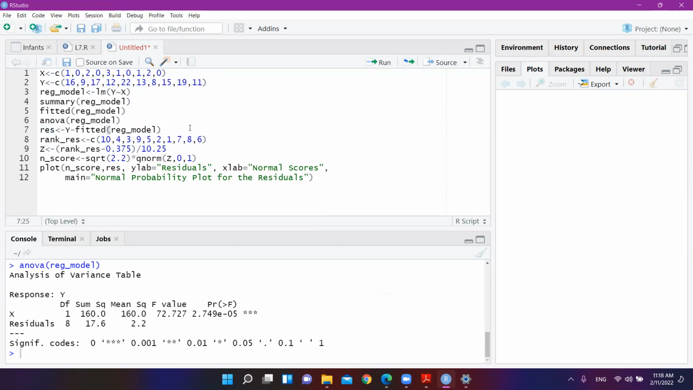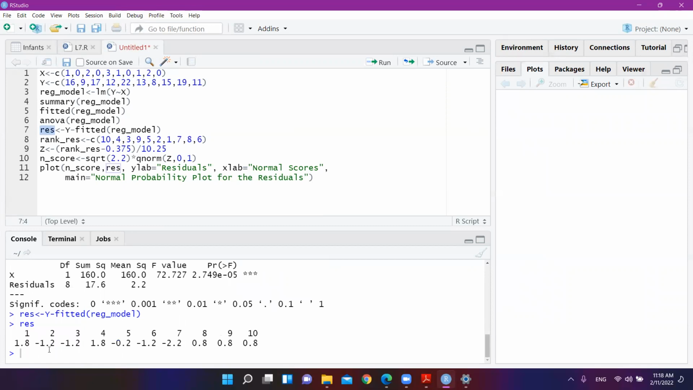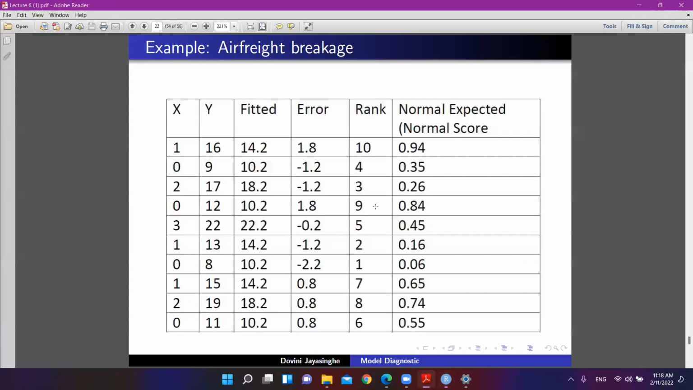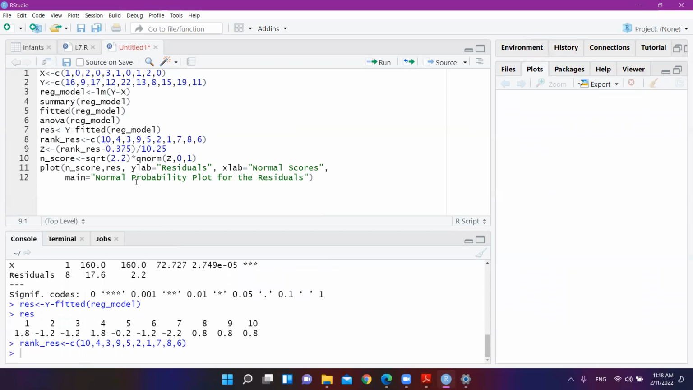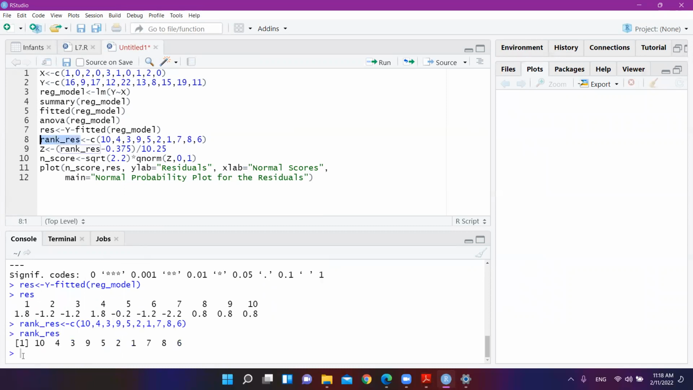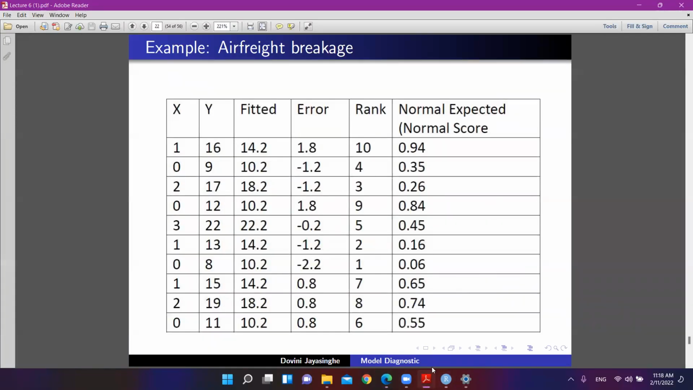Okay. So if I get the residuals, 1.8, negative 1.2, 2 times 1.8, likewise, I'm getting the errors. You can compute these things manually, but it's time consuming, so I will just run the R program. So these are the ranks, right? I just got this manually because I have to look and take that. All these ranks are given.